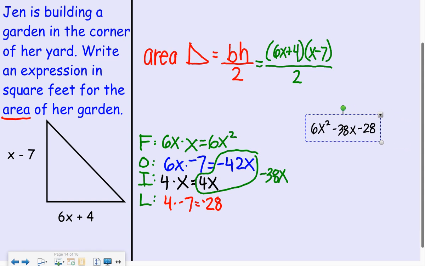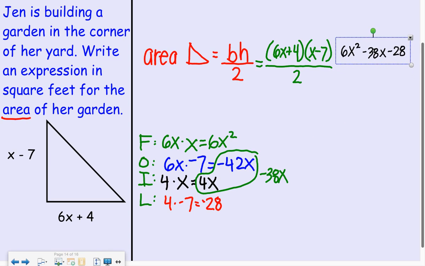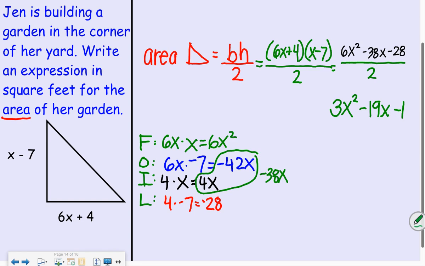I have to take that up here, and now I have to divide by 2. So I'm going to take every one of those parts and divide by 2. So 6x squared divided by 2, well, 6 divided by 2 is 3. Negative 38 divided by 2 is negative 19. And negative 28 divided by 2 is negative 14. So this is my answer for the area.